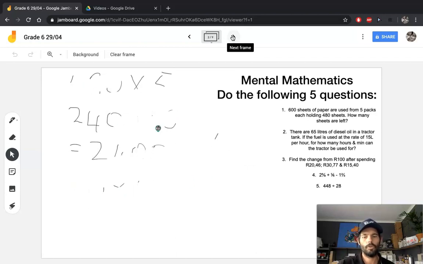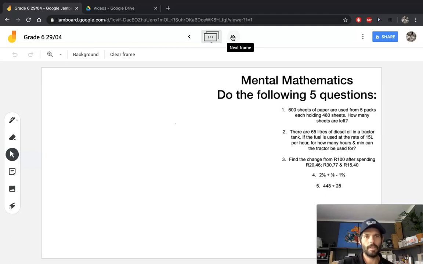If the fuel is used at a rate of 15 liters per hour, for how many hours and minutes can the tractor be used for? So there's quite a lot of words there. There's quite a lot of detail, so you need to figure out exactly what you need to do. Right? 65 liters of oil. If I use it at 15 liters per hour, how many hours and minutes can it be used for?